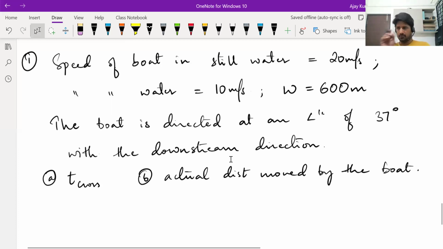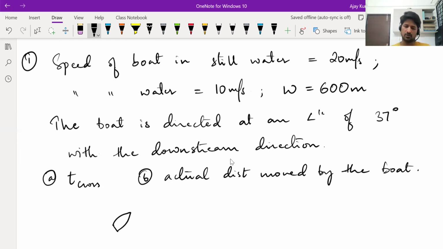Visualize the situation, all of you. Draw the rough diagram of a river. Just draw the banks, draw the boat. Okay, just draw something like this, inclined at an angle 37 degrees with the downstream direction. Draw the VBW vector, then write them as components and start solving the problem.